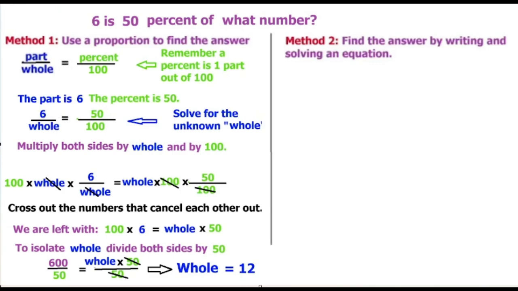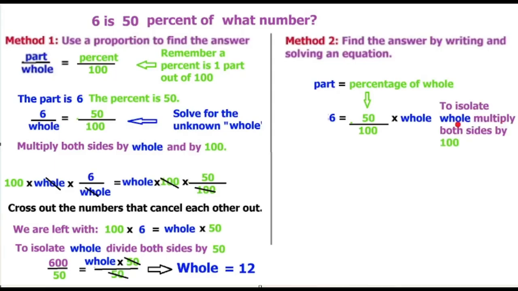Now let's look at another method. Method 2. Find the answer by writing and solving an equation. So a part equals a percentage of a whole. This is the equation, okay? So we know that the part is 6, the percentage is 50 over 100 times the whole.